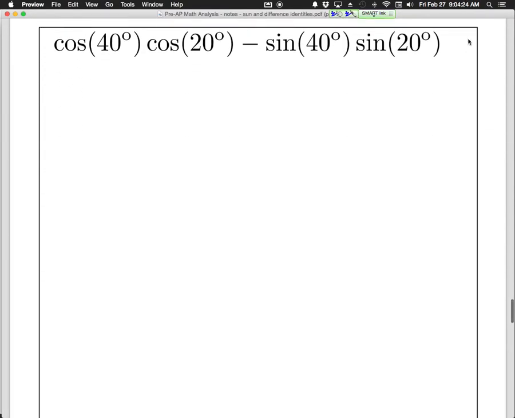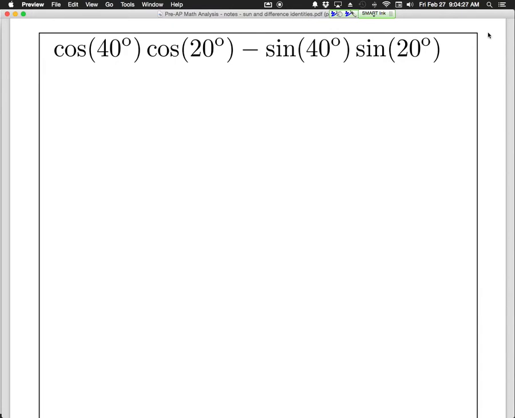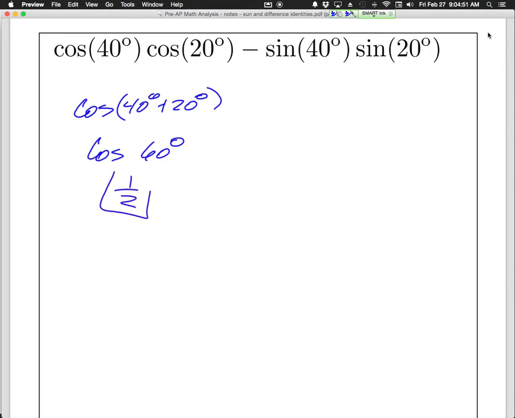You got two more. Oh my goodness, wow. Cosine of 40 times cosine of 20 minus sine of 40 times sine of 20. So that's cosine of A plus B. So this is cosine of 40 plus 20, which is cosine of 60, which is 1/2. So that long thing at the beginning is the same thing as 1/2. So if cosine then it's minus, that means it's cosine of A plus B.